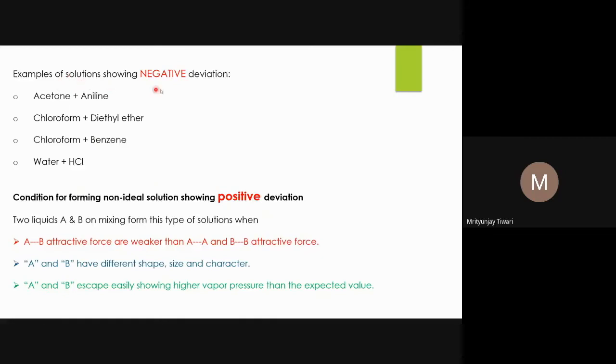Examples of solutions showing negative deviations, there are some other examples as well. Acetone and aniline. If you look at pure aniline liquid, the lone pair of nitrogen is involved in the conjugation with the benzene ring. So its lone pair density is less in aniline.